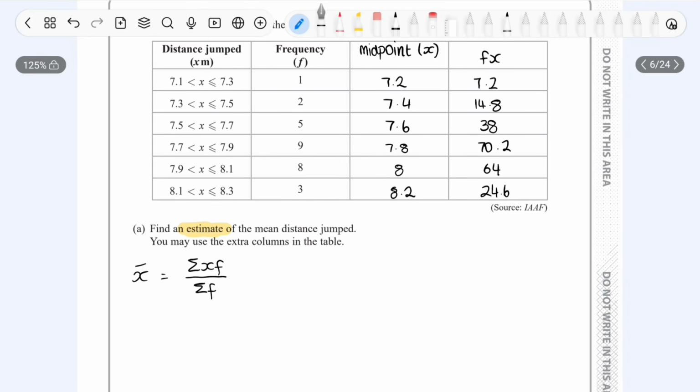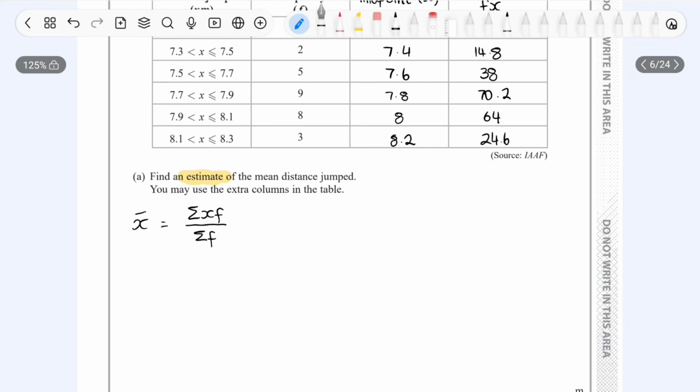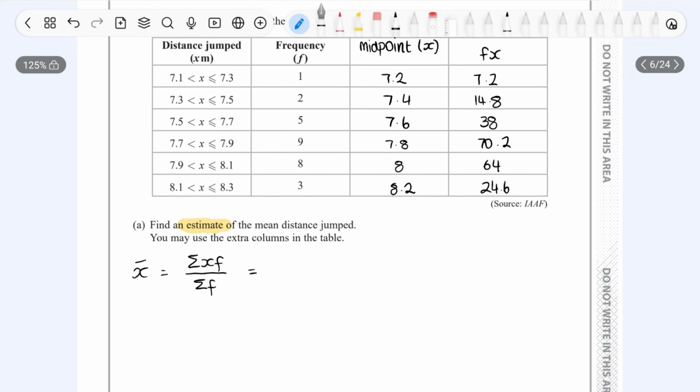There's no right or wrong. I'll just sum them up, which is what this means. So I'm just going to use the formula and find the sum of all of these. So I'll do 7.2 plus 14.8 plus 38 plus 70.2 and so on. And go ahead and type this into your calculator.